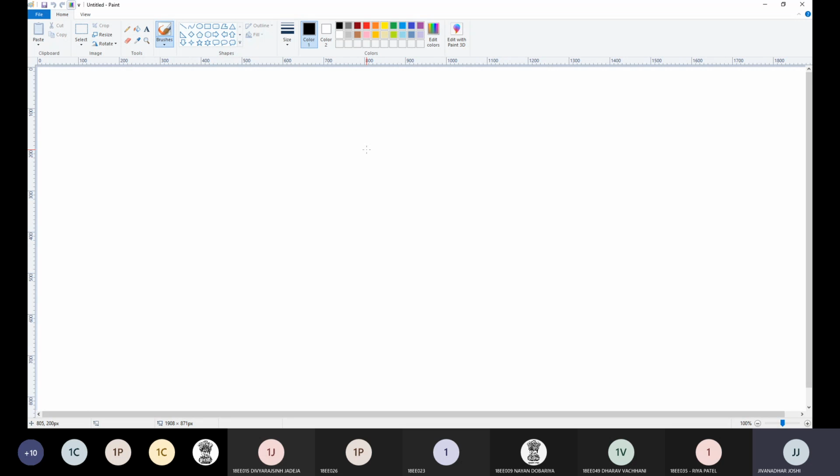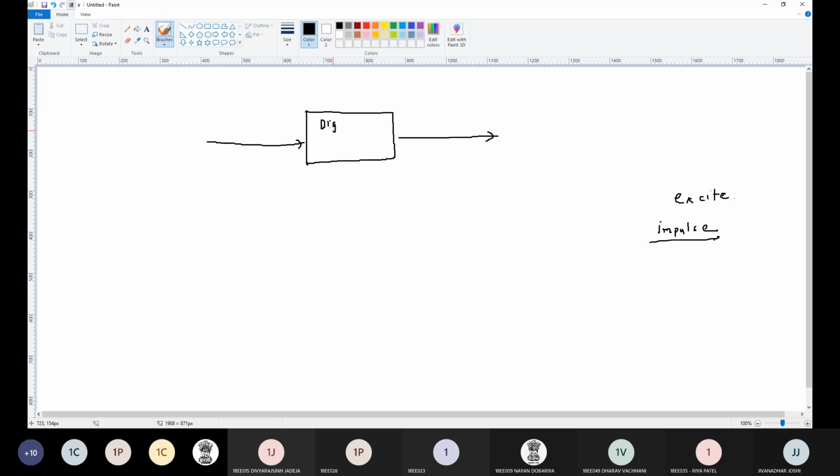So let me draw a system over here. Now, I am going to excite the system with an impulse. This is my digital system and I am going to apply an impulse over here. So x of n can be written as x of n equal to curly bracket 1 and then 0 0 0 0 up to infinite time.